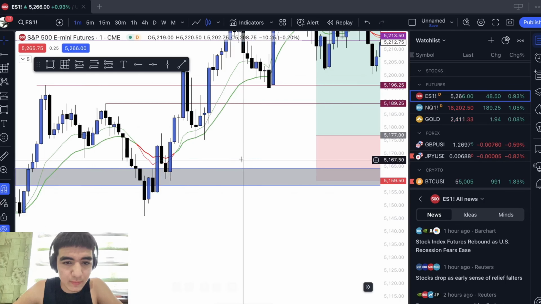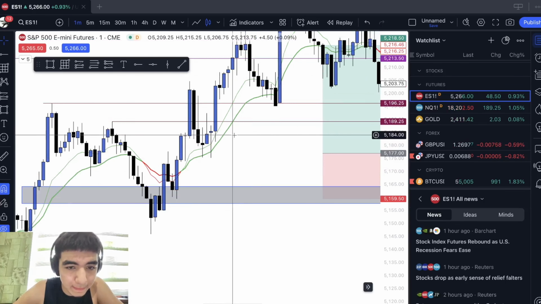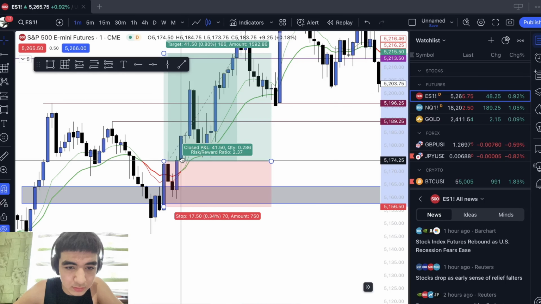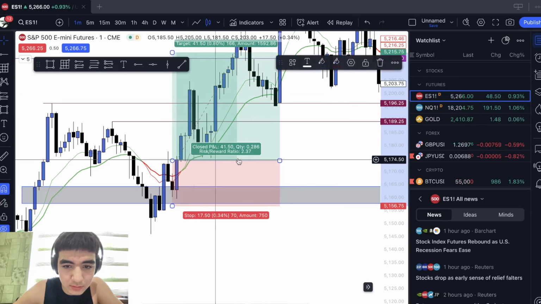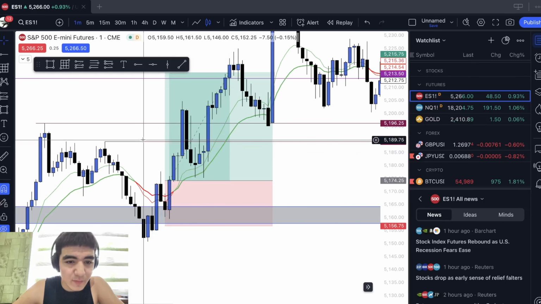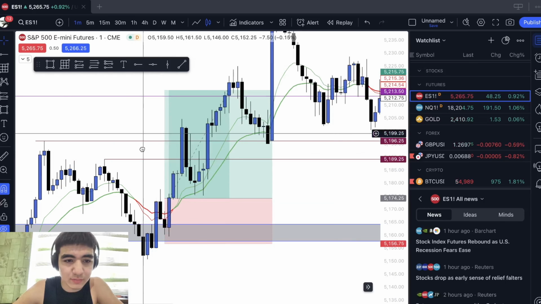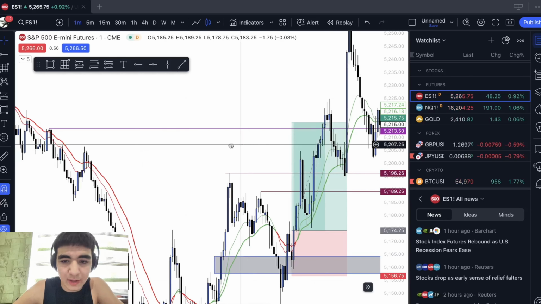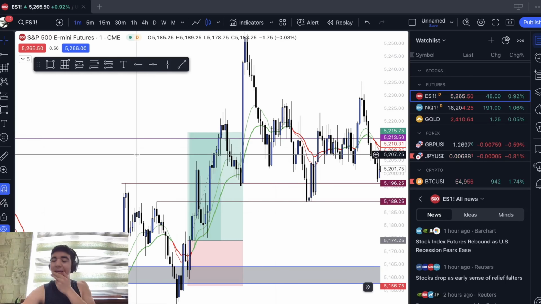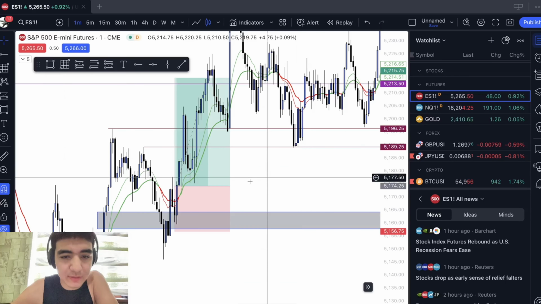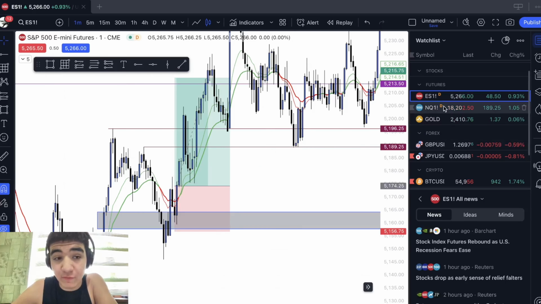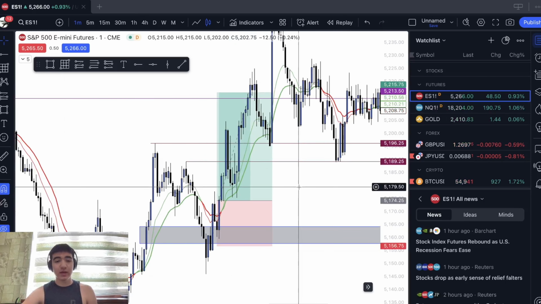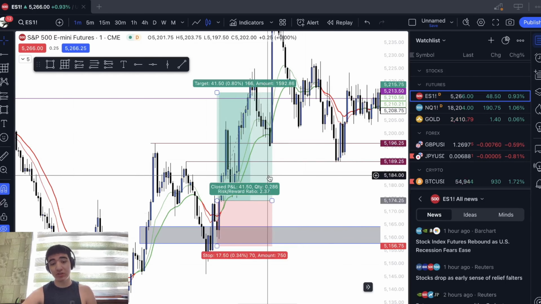So, right here. Boom, boom. It broke structure. I entered right here. Still remember. Take profit 1. Take profit 2. Take profit 3. Targeting liquidity. They all got hit, which is very nice. It was a very nice trade. For first time using SMT Divergence, it was awesome results. I made 500 off this trade, which is pretty nice.